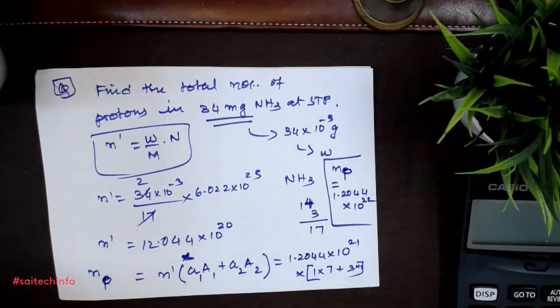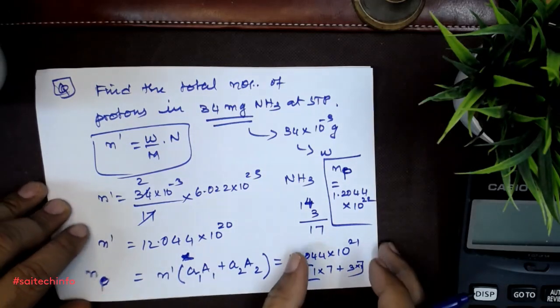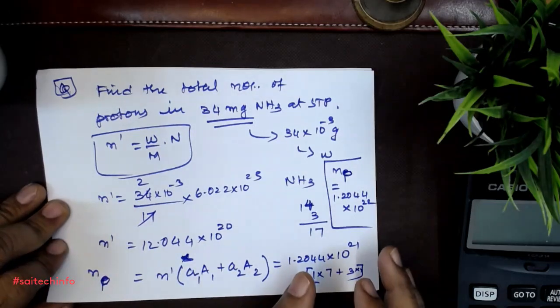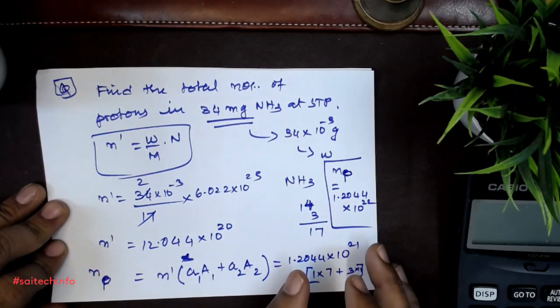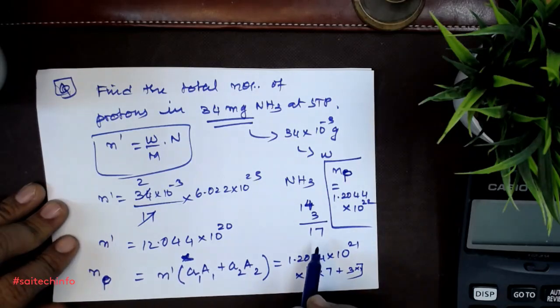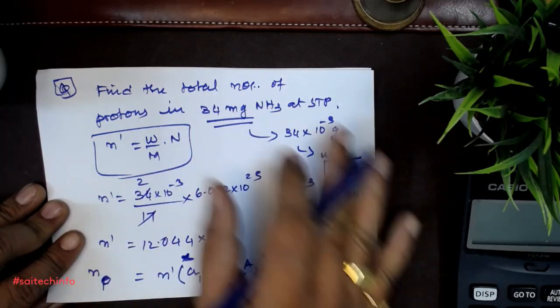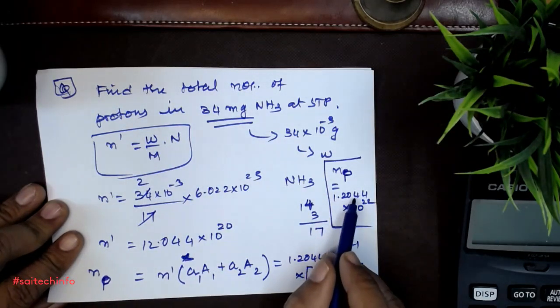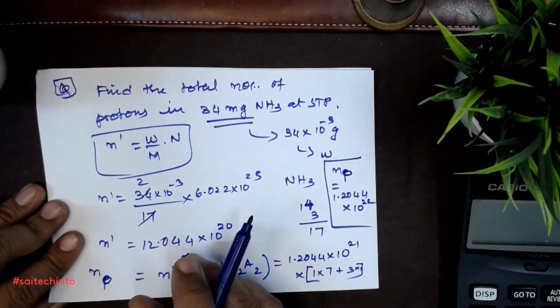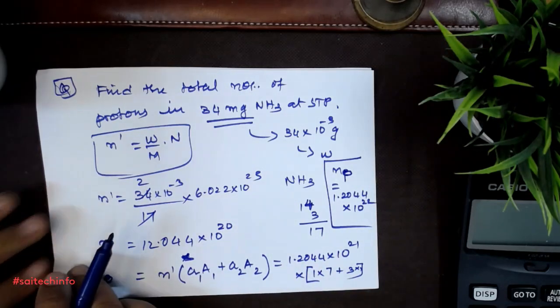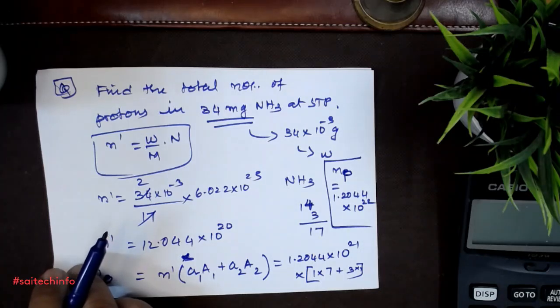Now let us proceed with the second sum. Take down, they have asked another question here: what is the total mass of protons? For which you should know the mass of a proton. Suppose they ask the mass of this much amount of protons, it means 1.2044 into 10 power 22 into the mass of a proton. The mass of a proton is 1.6726 into 10 power minus 27. That is the mass of a proton.